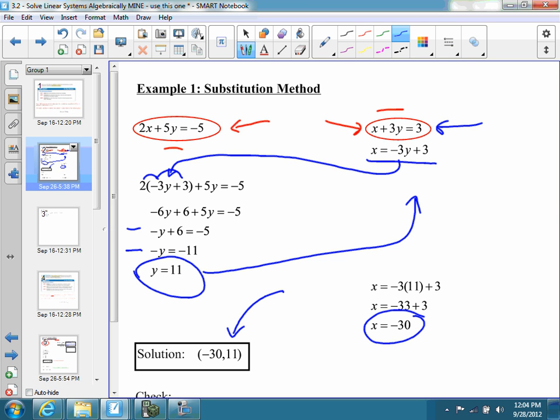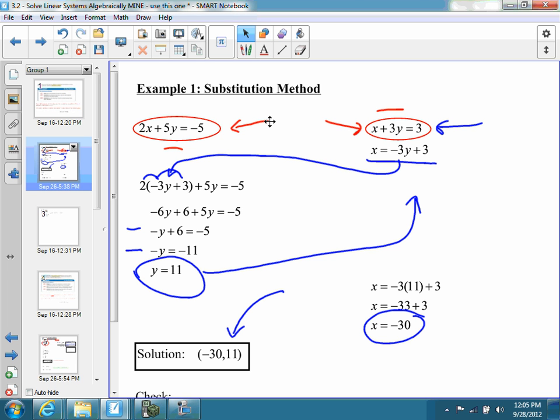Does that make sense? Any questions on that? I like the substitution method. It makes sense to me. The elimination method, which we're going to do in another minute, doesn't make as much sense, but it also comes in handier in more situations.